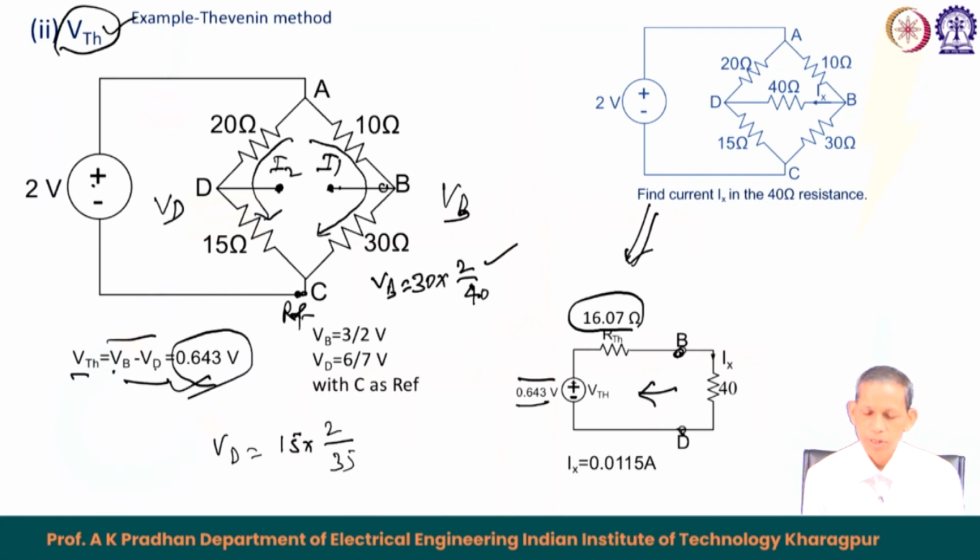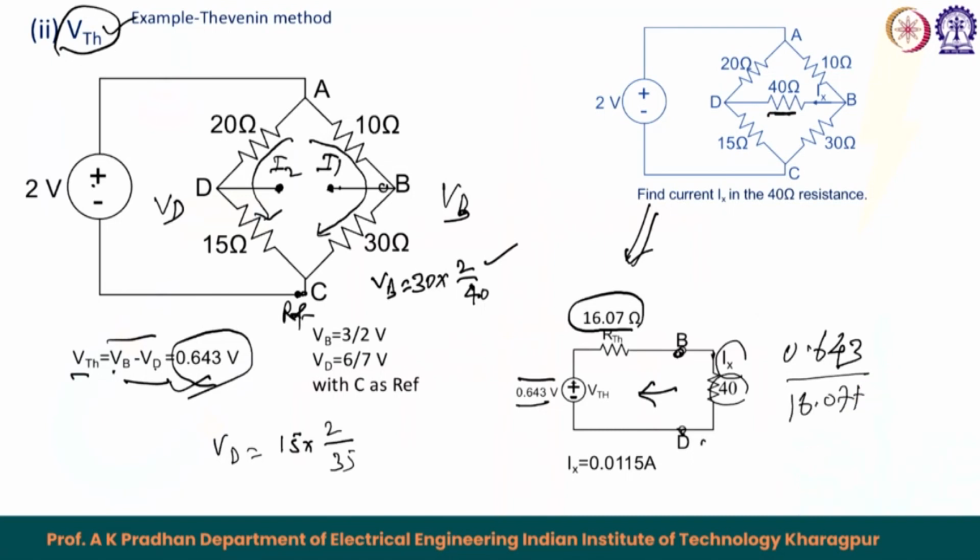So, this is about the Thevenin's equivalent, and now we connect the corresponding 40 ohm which is in between B and D, and find the corresponding I x from B to D. That leads to the current being 0.643 divided by 16.07 plus the 40 ohm. So, this is the current which flows from B to D as per the circuitry here. So, that is the answer for this case. The current comes out to be positive, that is 0.0115 ampere, and therefore, the current is flowing from B to D.